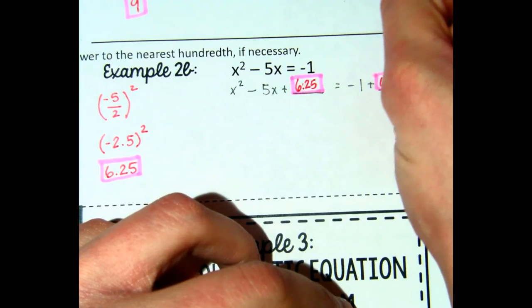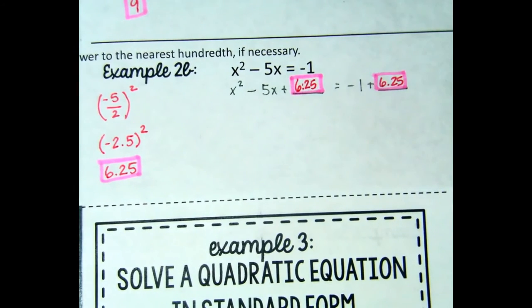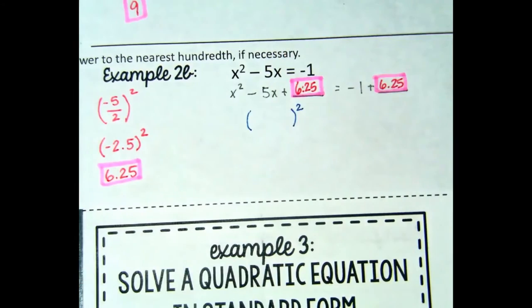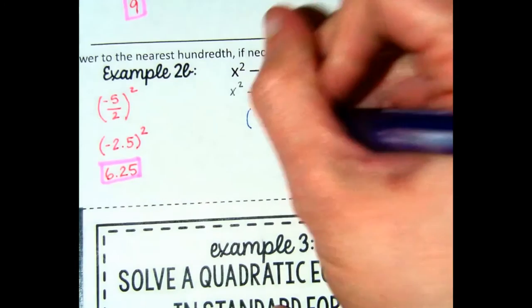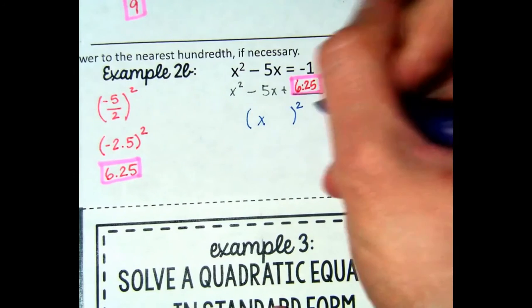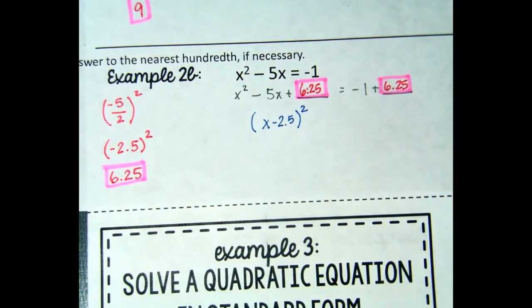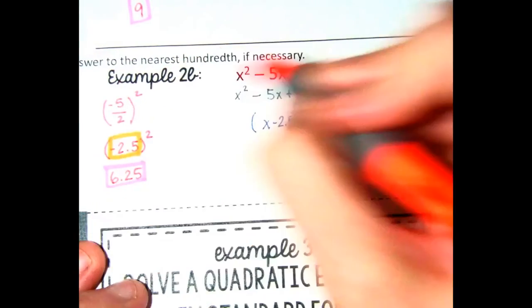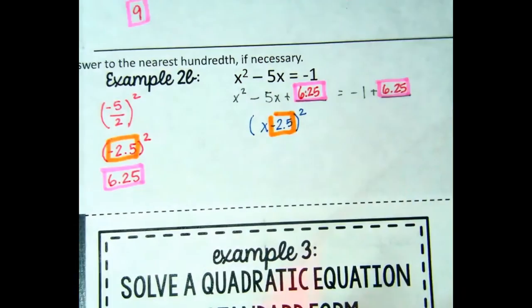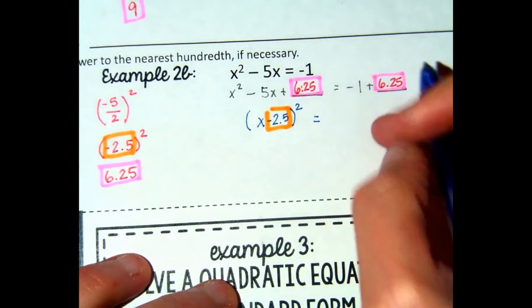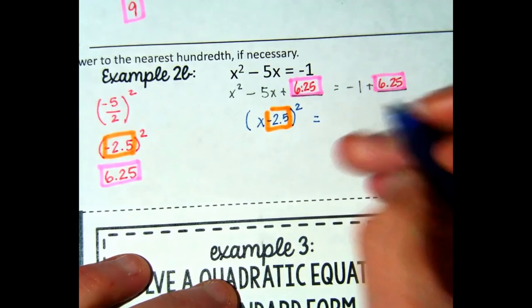$6.25. Okay, now, how do I actually complete the square? Meaning, how do I make it into a perfect binomial? X minus 2.5. That's what I mean. If you do not have this, you don't know what goes here. That is equal to, what is -1 plus 6.25?